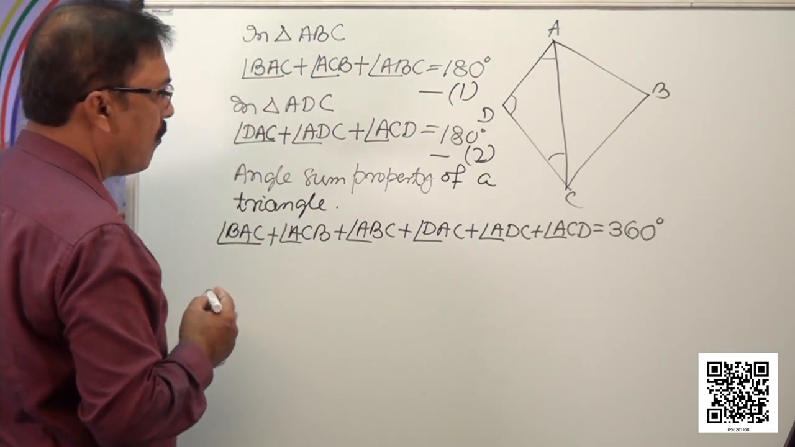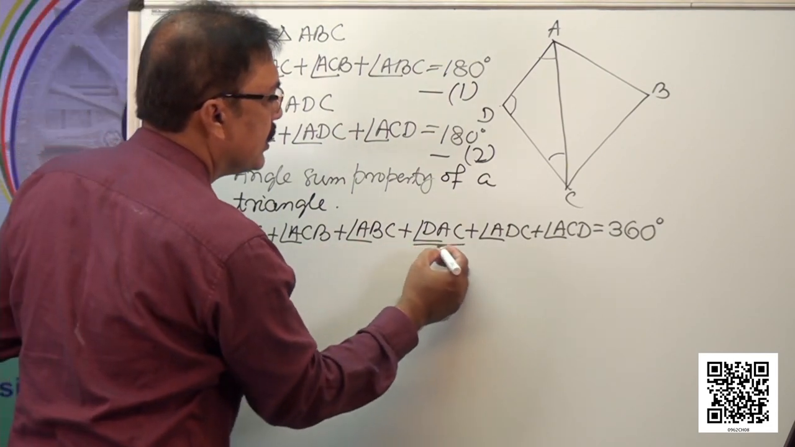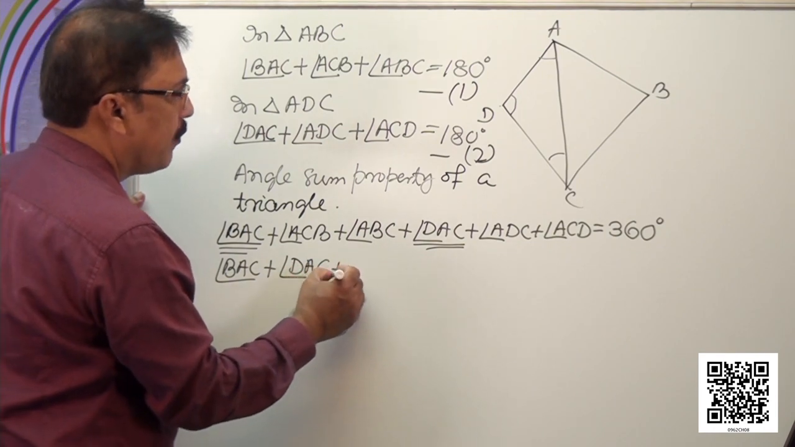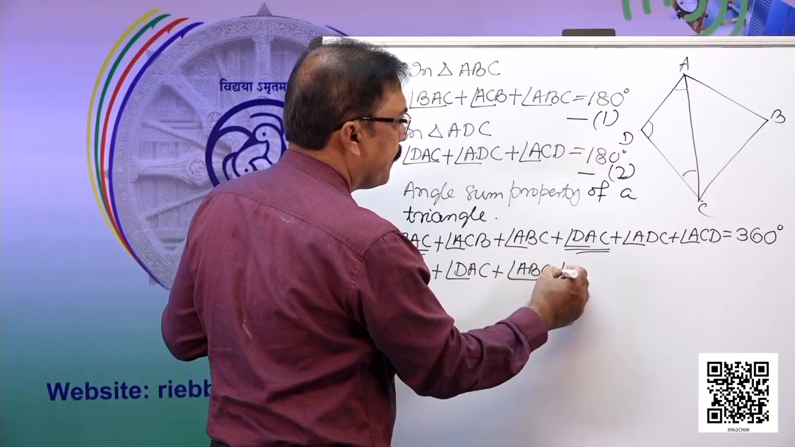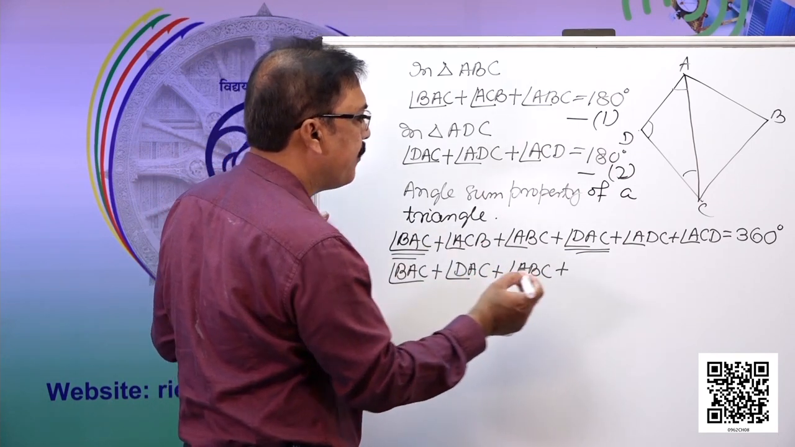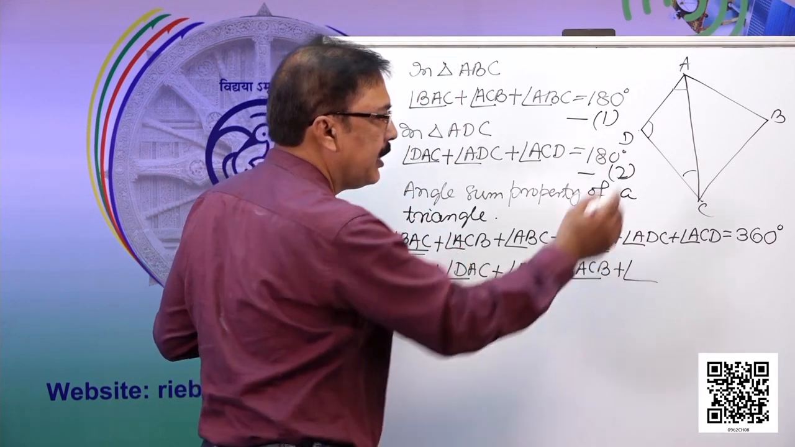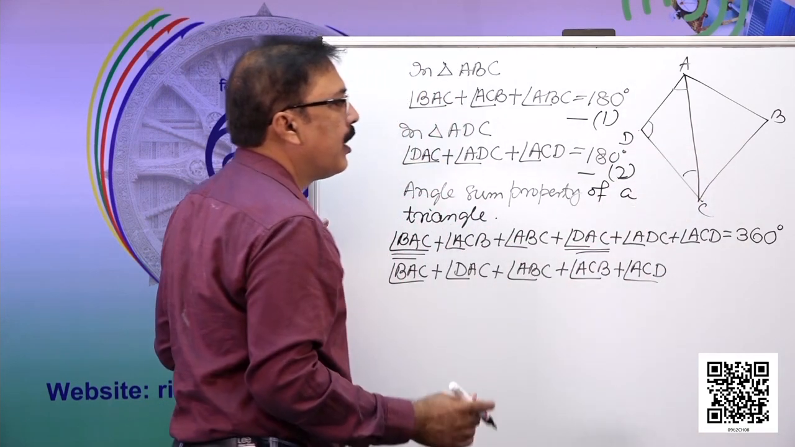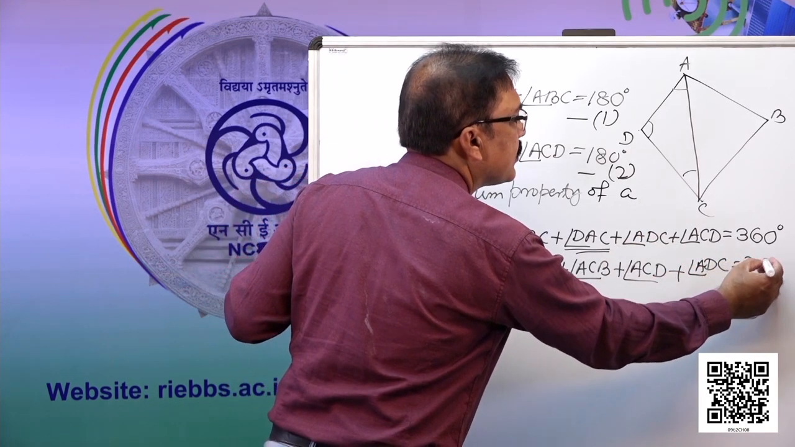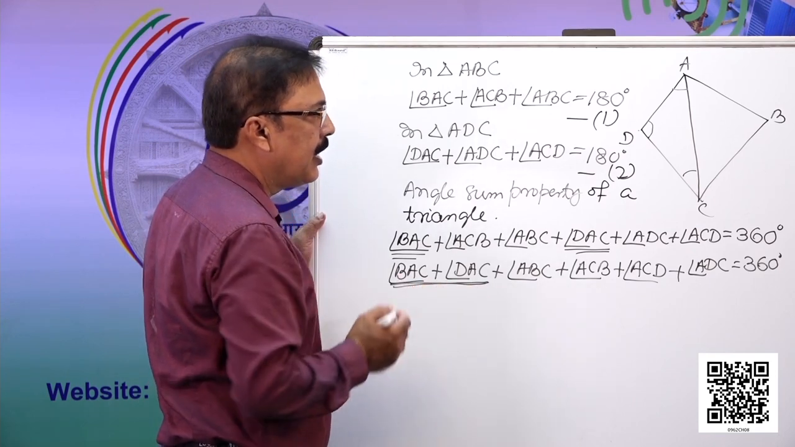Now, if we combine, see DAC and BAC. We have BAC and DAC. Let's write together. Angle BAC plus angle DAC plus angle ABC plus angle BCA. BCA and ACB are the same, so I can write ACB plus ACD. ACB plus ACD, and last one is angle ADC. This gives 360 degree.